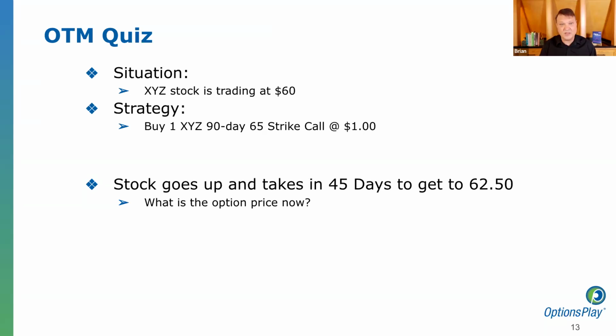Now, if I think about probabilities, in this scenario the probabilities didn't change at all. We paid $1 for this option contract, and we needed it to go 5 points to get to the strike in 90 days. The marketplace thought that was worth $1. Well, the probabilities didn't change, right? We've got 45 days, we went half the distance, and it took half the time. So the probability of still reaching 65 is about the same. Guess what? The option's price is about the same.